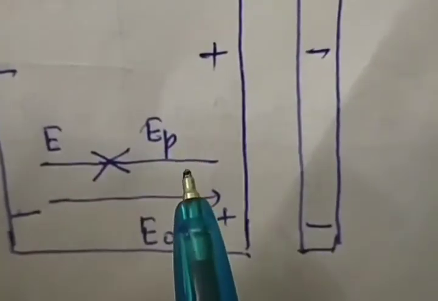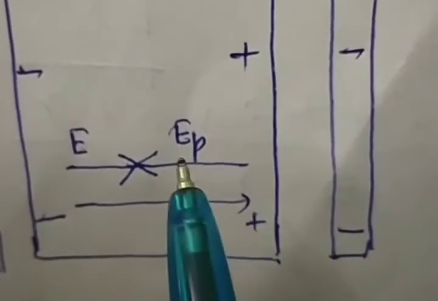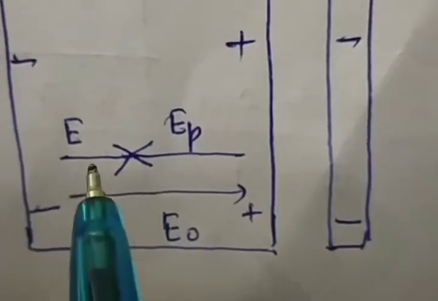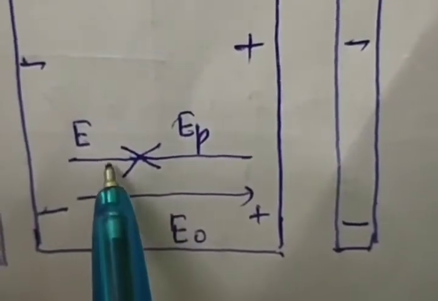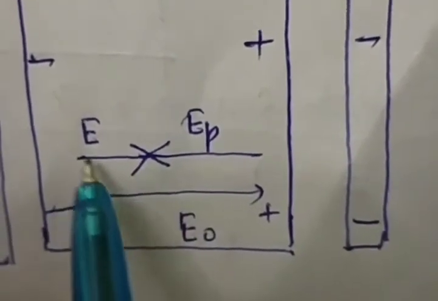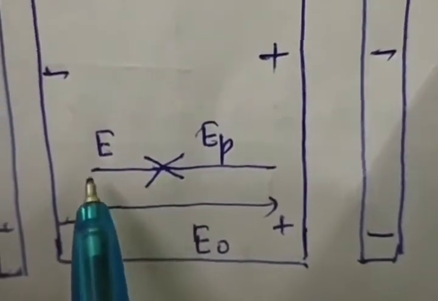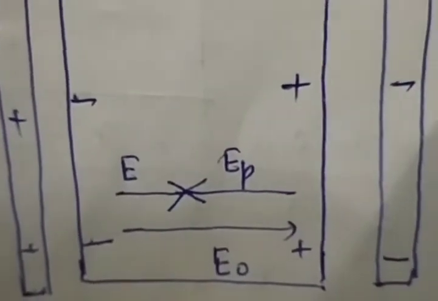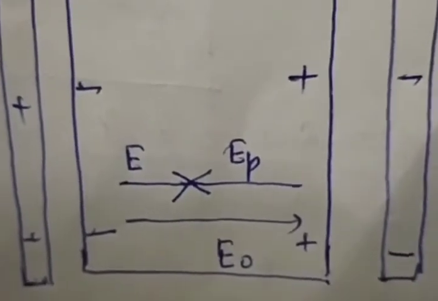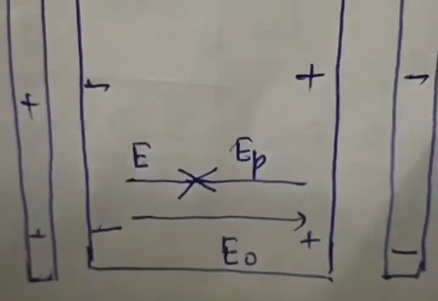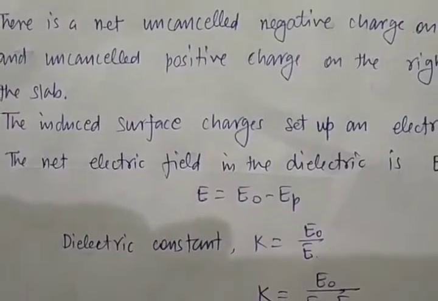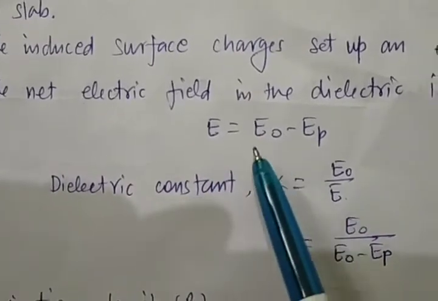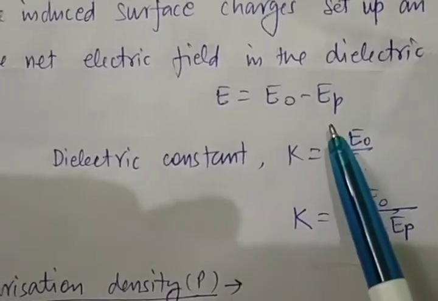So net electric field due to polarization is right to left. Applied electric field was left to right. So overall the net electric field is this much. As you see, this small line with the arrow is shown, showing that the net electric field inside the dielectric is reduced. It is less than the applied electric field E naught. So the magnitude of electric field inside the dielectric is E naught minus EP.